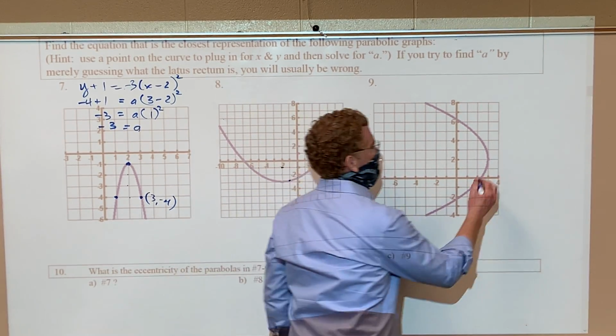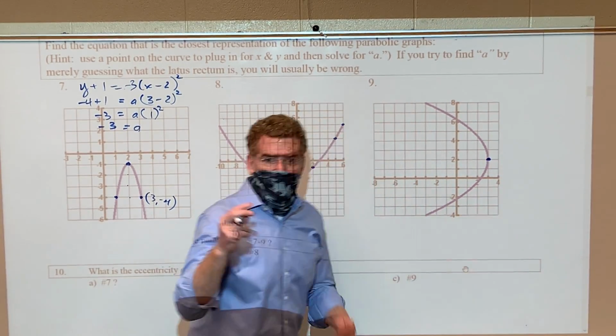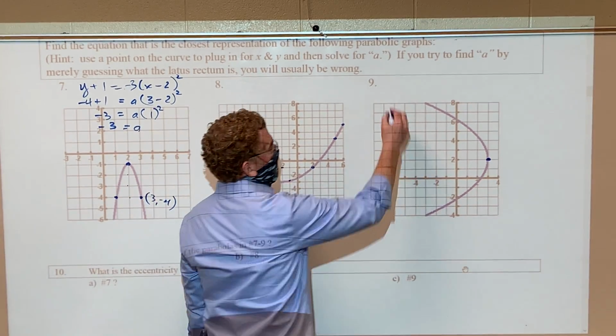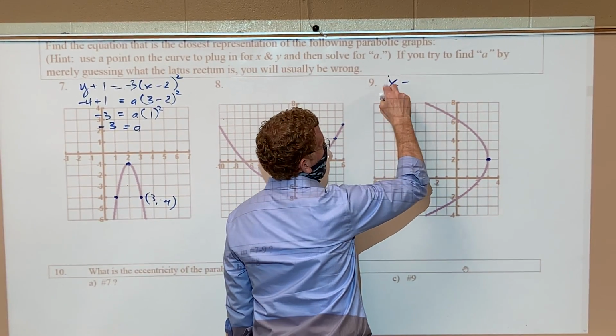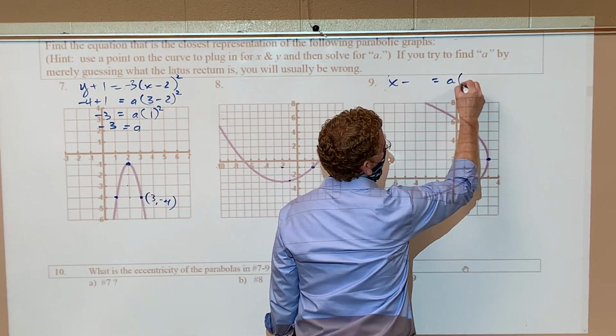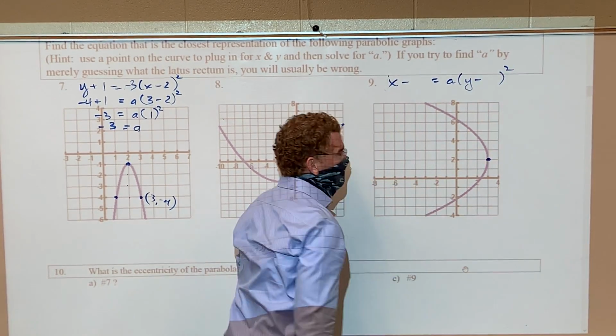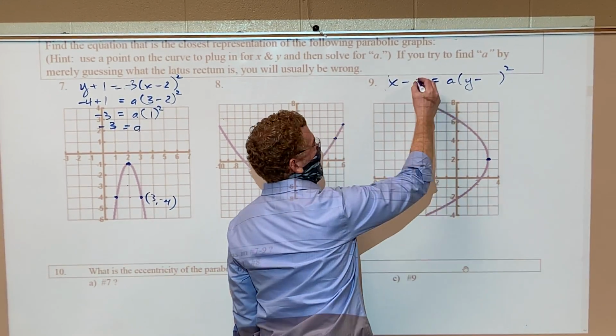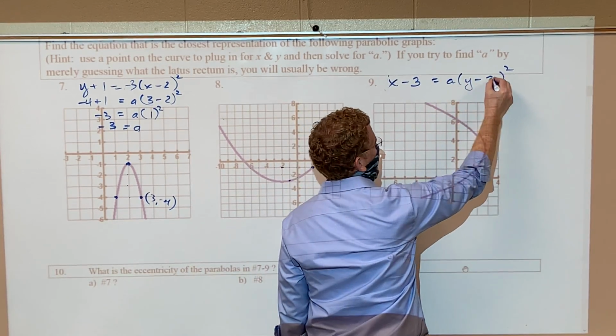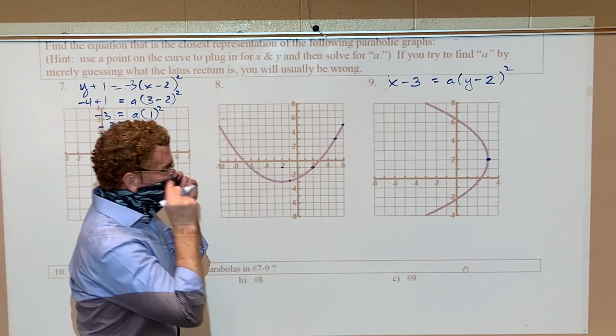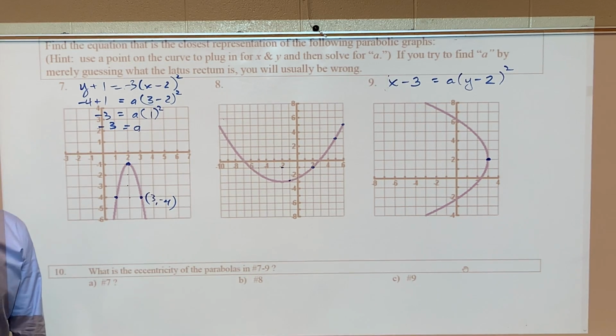I know the vertex. X minus. Good. I got to start with the right form. I got to start with x minus, right? And y minus. And if the vertex is 3, 2, x minus 3, y minus 2. And I wasn't able to see anything about that little trick for the latus rectum or the cheat trick.